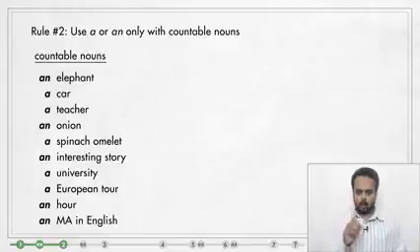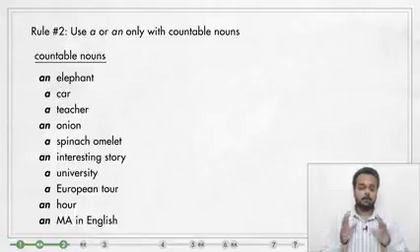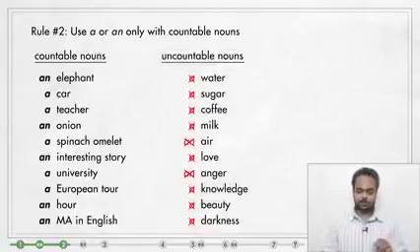Now, if you talk about one person or thing, like 1 elephant or 1 car, then that's called a singular noun. And if you say 10 teachers or 500 onions, those are called plural nouns. Uncountable nouns cannot be counted in this way. Nouns like water, sugar, milk, love, anger, knowledge are some examples.